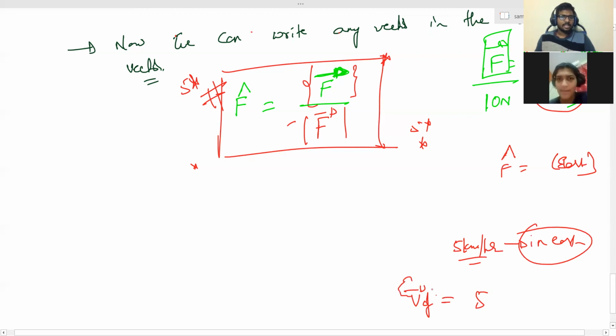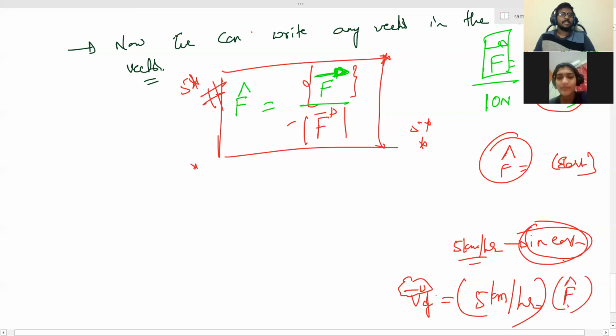Yes, sir. Velocity, whenever I say velocity, it's a vector form. So what is the magnitude of Tirtha's velocity? 5 km/h. So what is the direction? East. Instead of east, I can write F cap, because F cap will give you information about east, right? Got it?